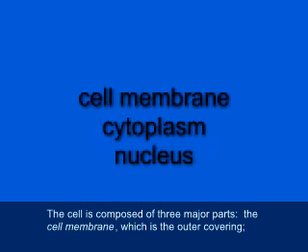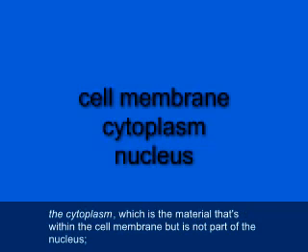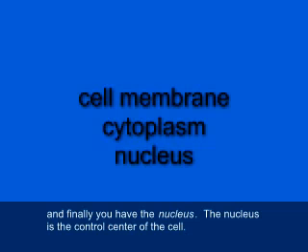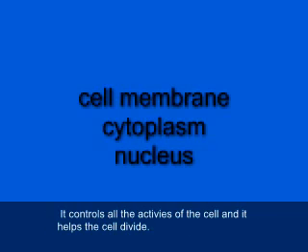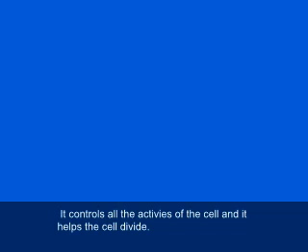The first thing is the major parts of the cells. The cell is composed of three major parts: the cell membrane, which is the outer covering; the cytoplasm, which is a material that's within the cell membrane but is not part of the nucleus; and finally you have the nucleus. And the nucleus is the control center of the cell. It controls all the activities of the cell, and it also helps the cell divide.